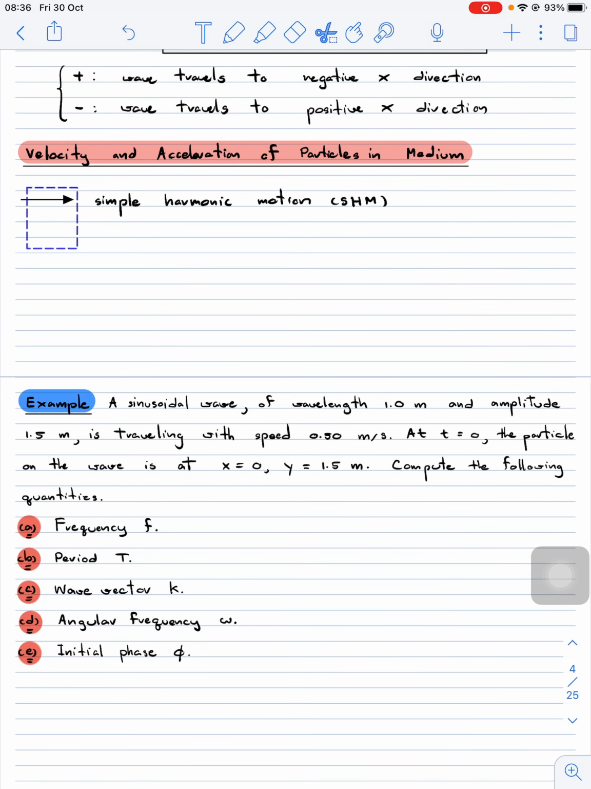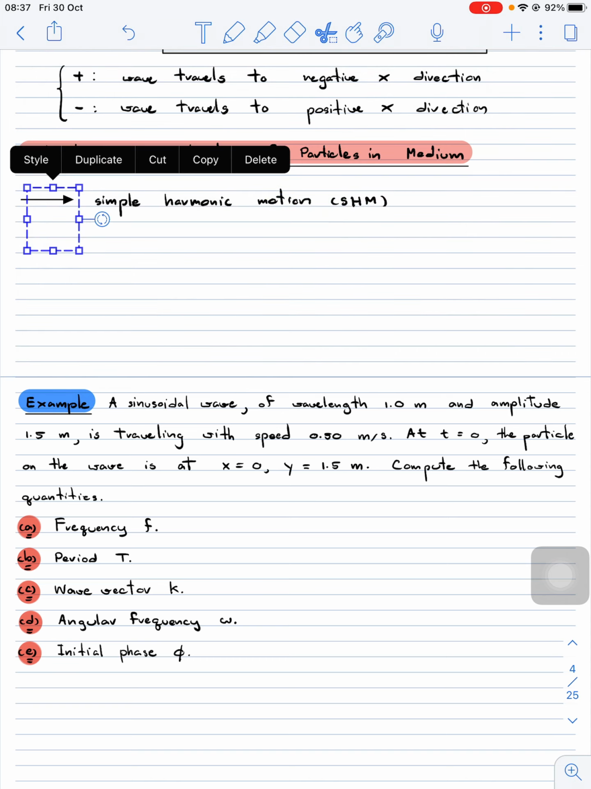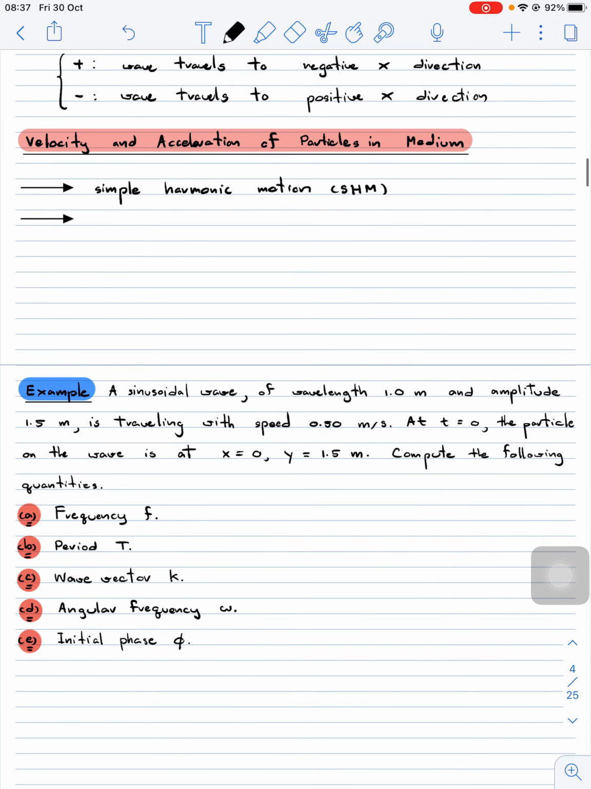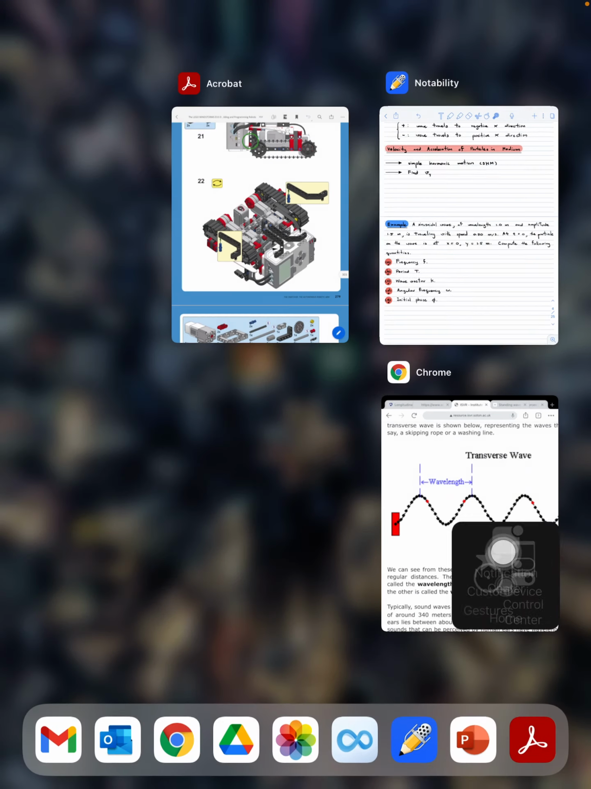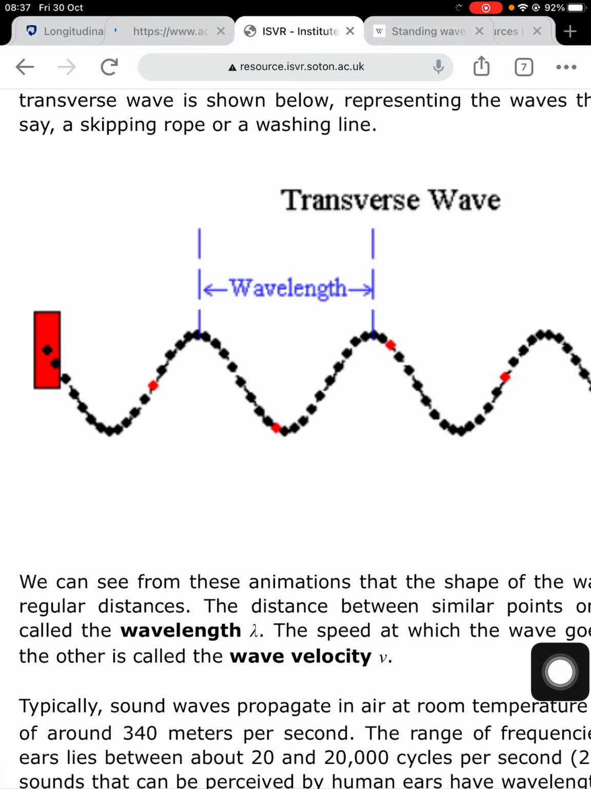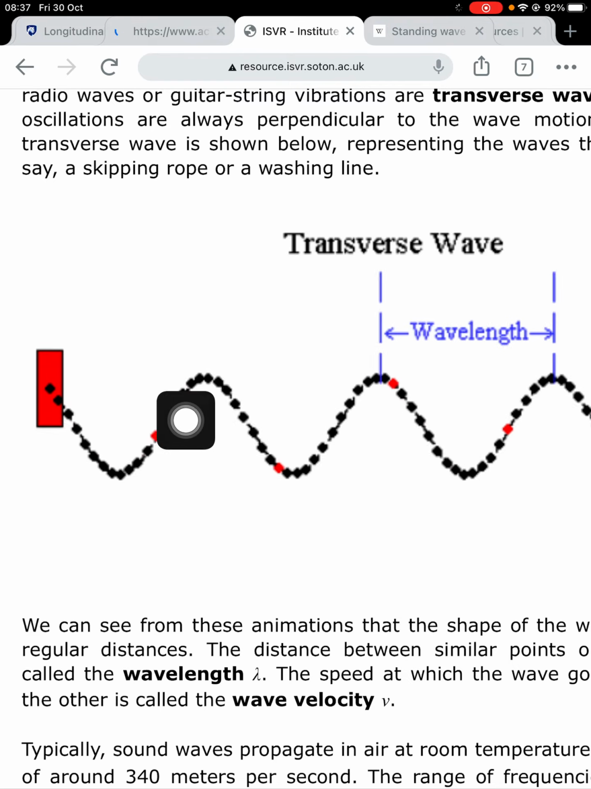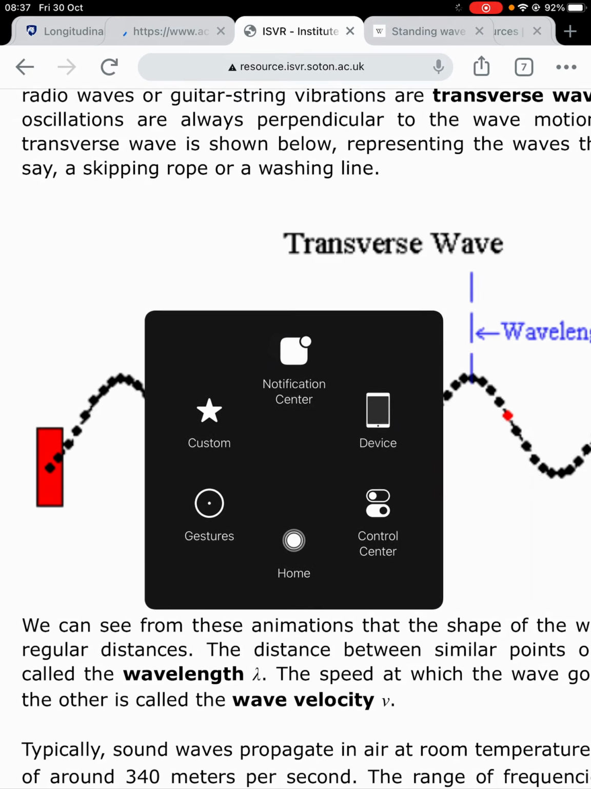So now we just want to find the Vy. What does the Vy mean? The Vy here is going to be the velocity of the oscillation of the particle along the y-axis.